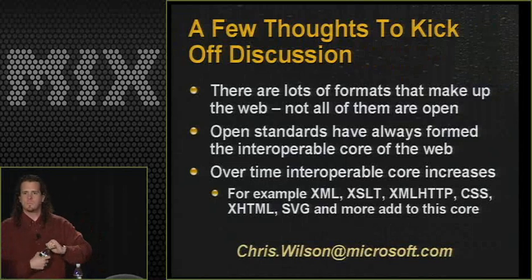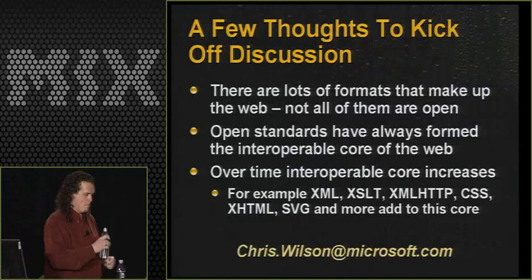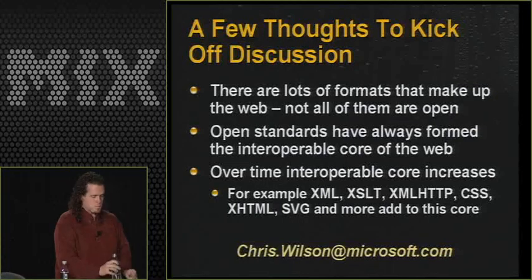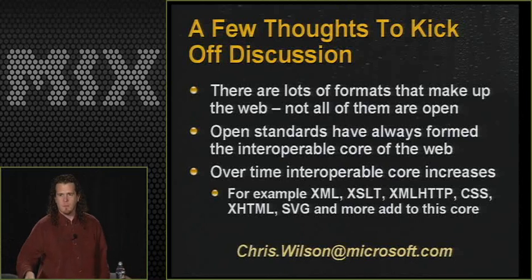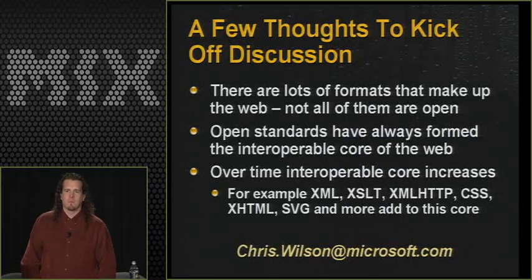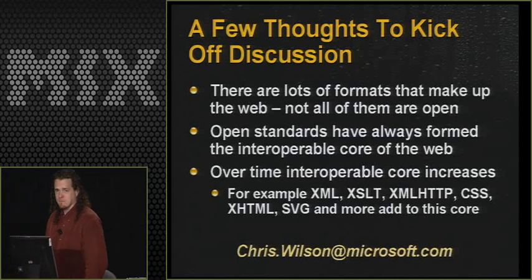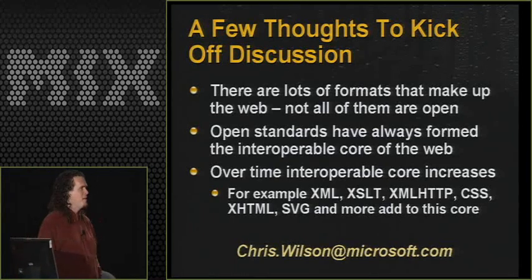So if the interoperable core increases, you've already supported XML, XSLT, XMLHTTP request. The one you haven't supported yet is SVG. So when and which subset?